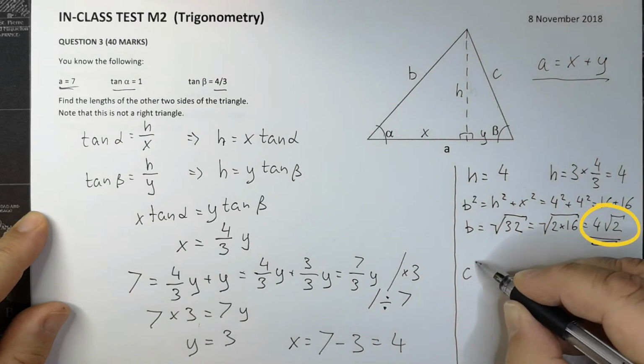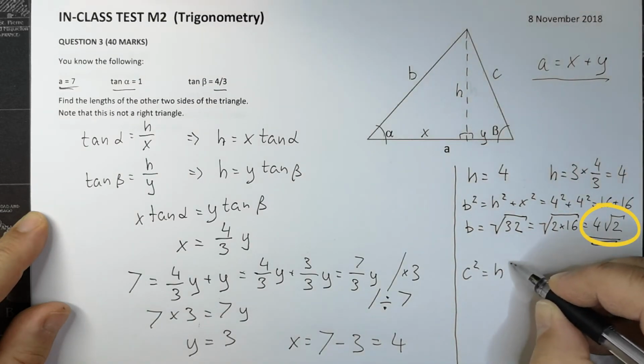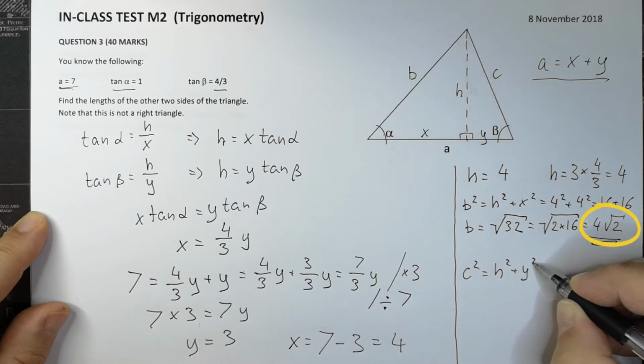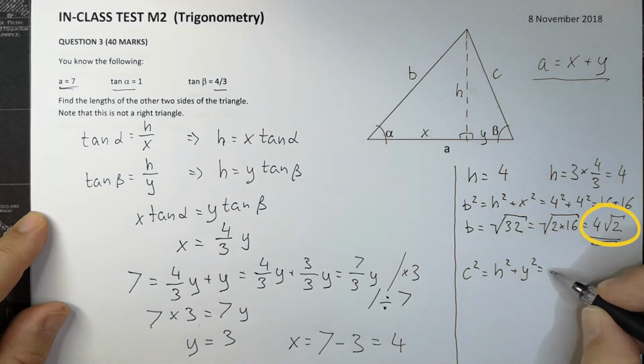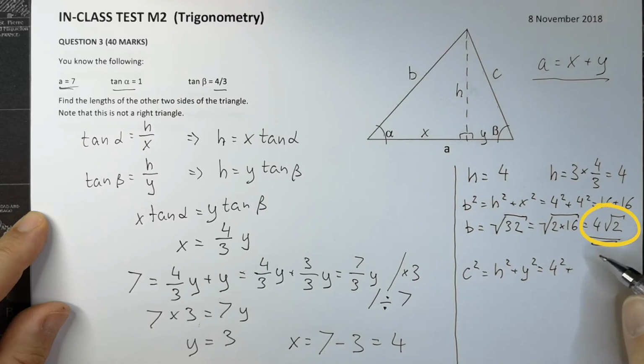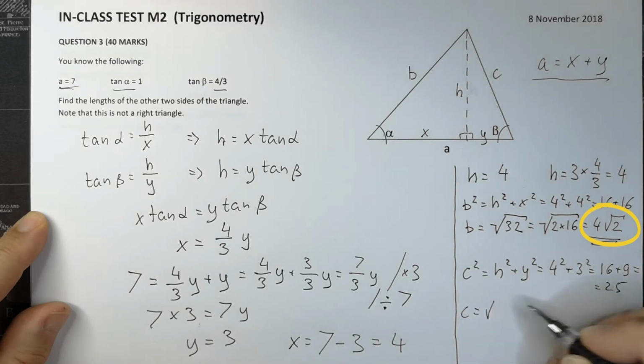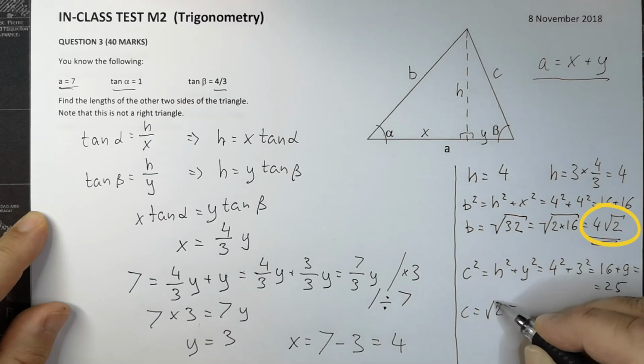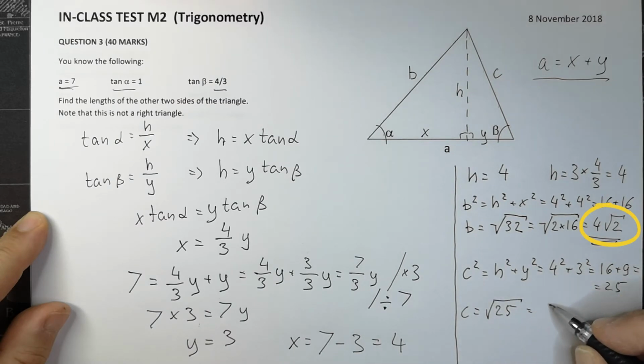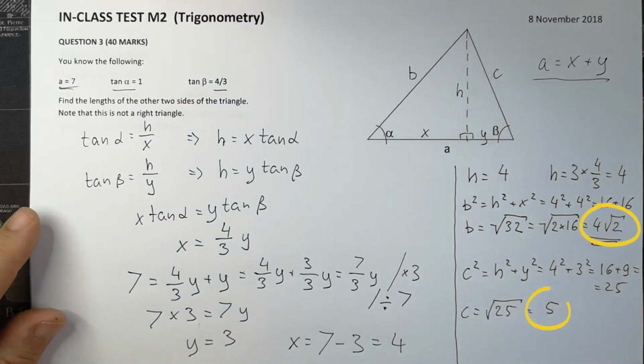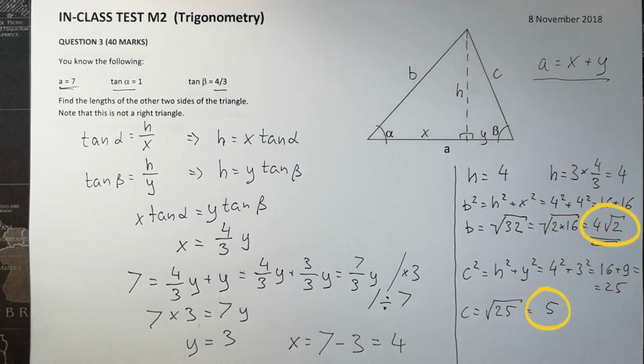Now, side C, also from Pythagoras, C squared equals H squared plus Y squared. H squared is 4 squared, and Y squared is 3 squared. So I get 16 plus 9, this is equal to 25. And C is square root of 25, square root of 25 is 5. So the task is solved.